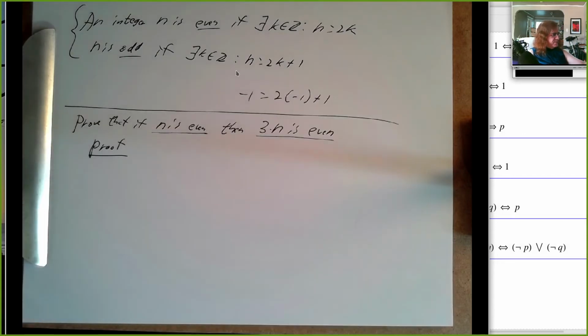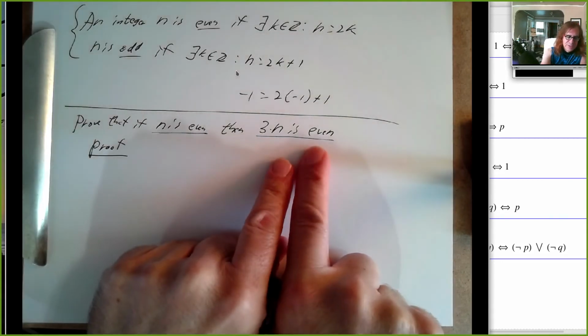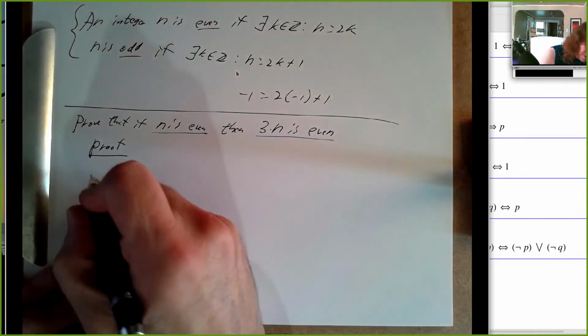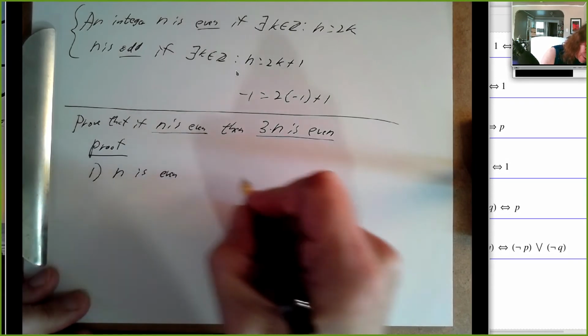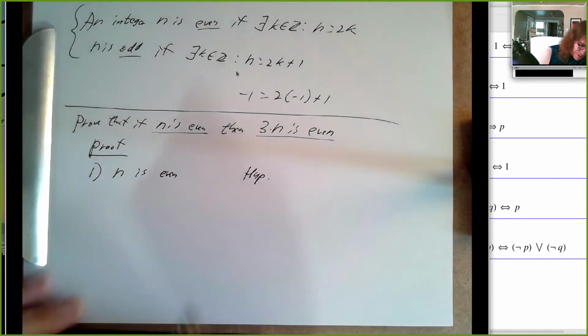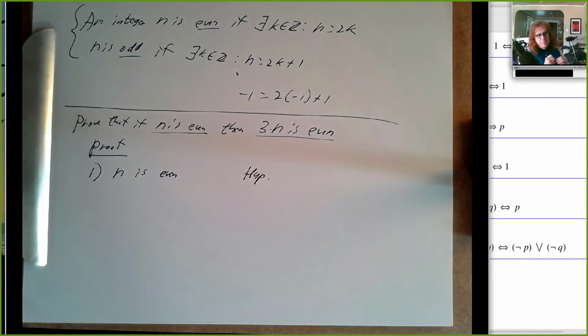So the first step in a direct proof is generally going to be to assume the hypothesis. Okay, so we have to identify this is the hypothesis, this is the conclusion. So step 1, n is even. Why? That's the hypothesis.